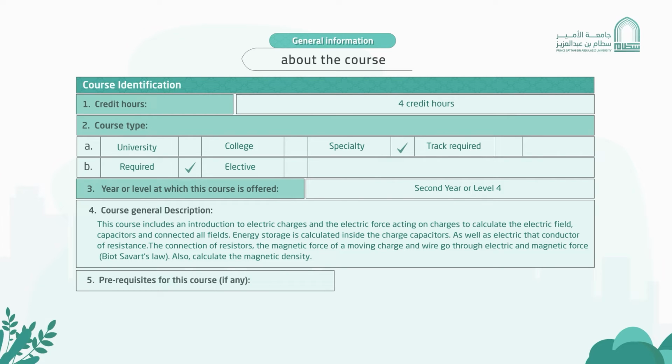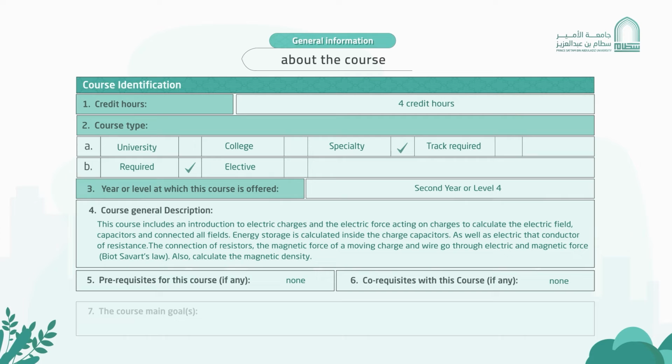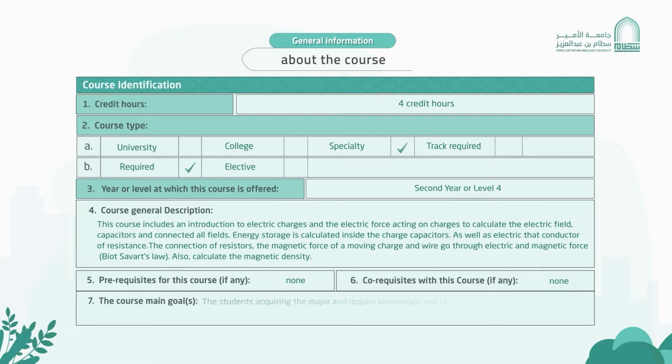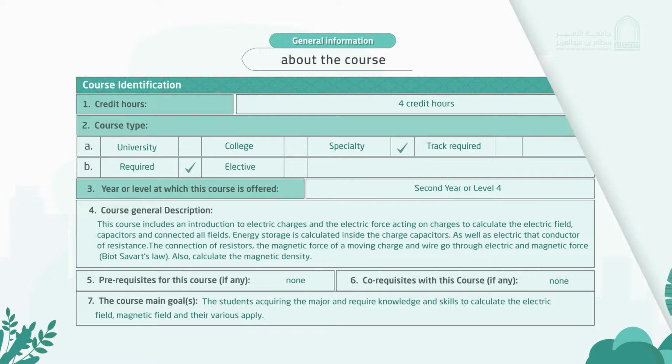5. Prerequisites for this course, citing the courses that are required as prerequisites to register for this course. 6. Co-requisites with this course: mention any academic courses or other experiences that are considered concurrent requirements with this course. If there are no concurrent requirements, write none. 7. The course main goal: writing the main objective of this course.